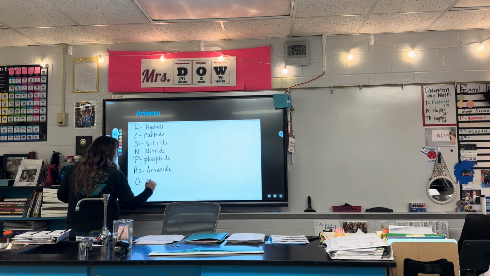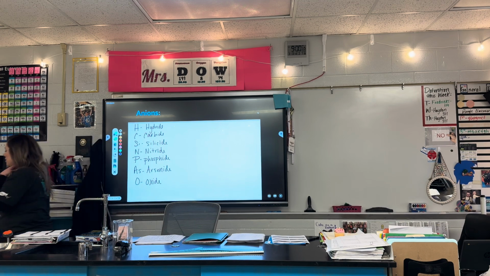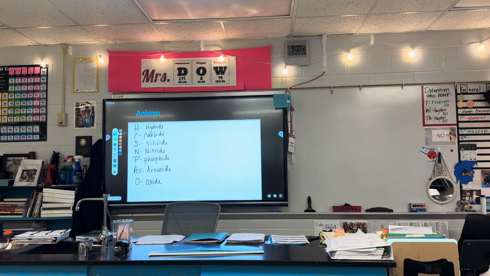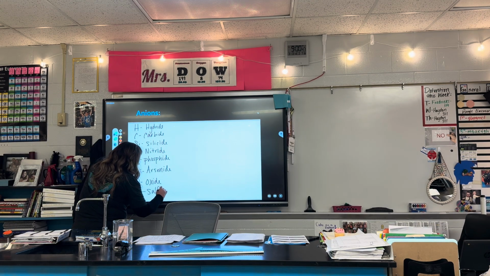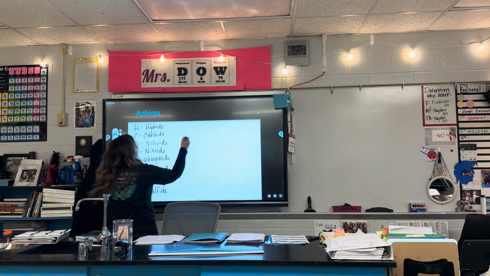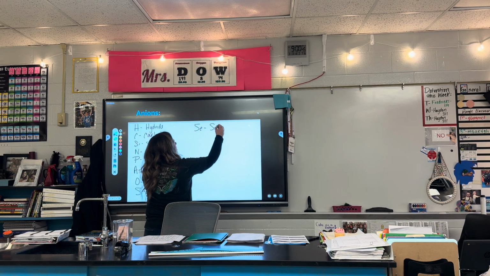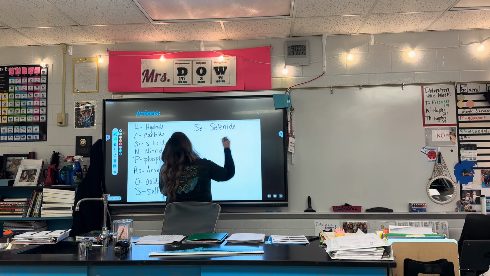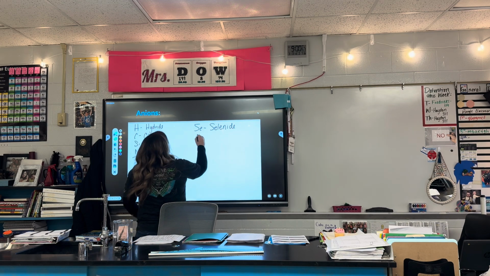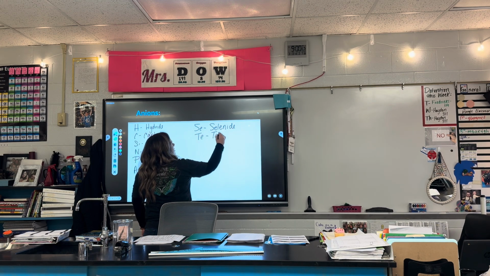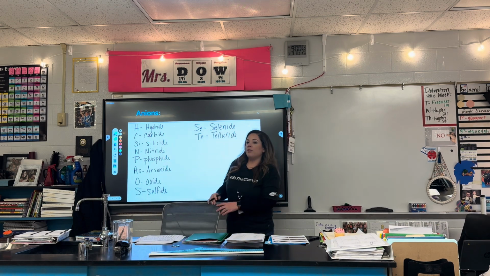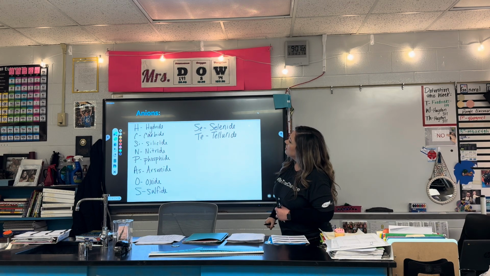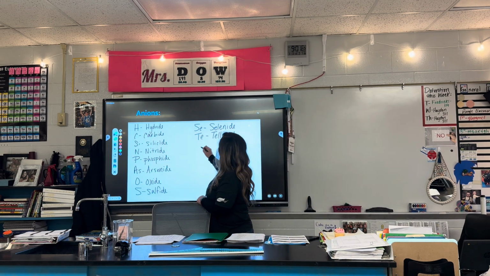Oxygen becomes oxide. Next one, sulfur becomes sulfide. Selenium becomes selenide. Tellurium becomes telluride. Fluorine becomes fluoride.